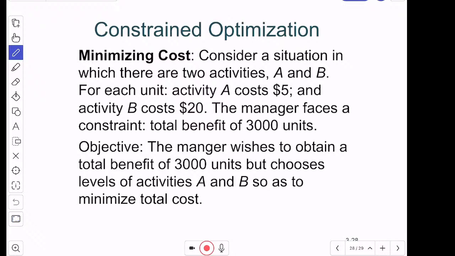So here's an example, constrained optimization where you're minimizing cost. Consider a situation in which there are two activities, A and B. For each unit, activity A costs $5 and B costs $20. The manager faces a constraint.